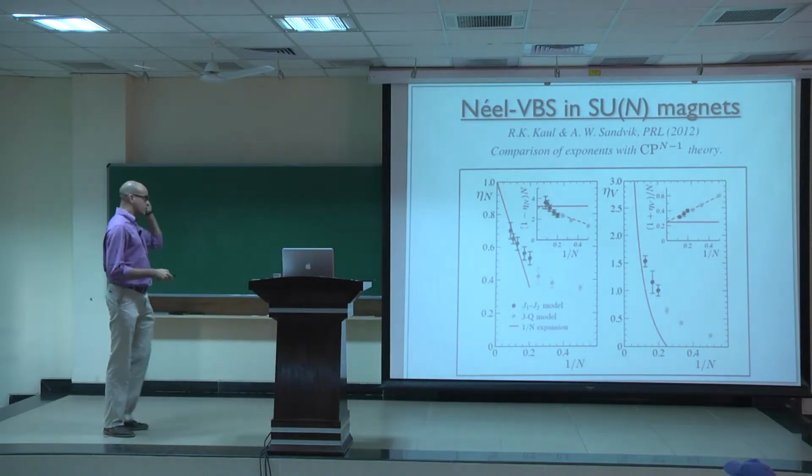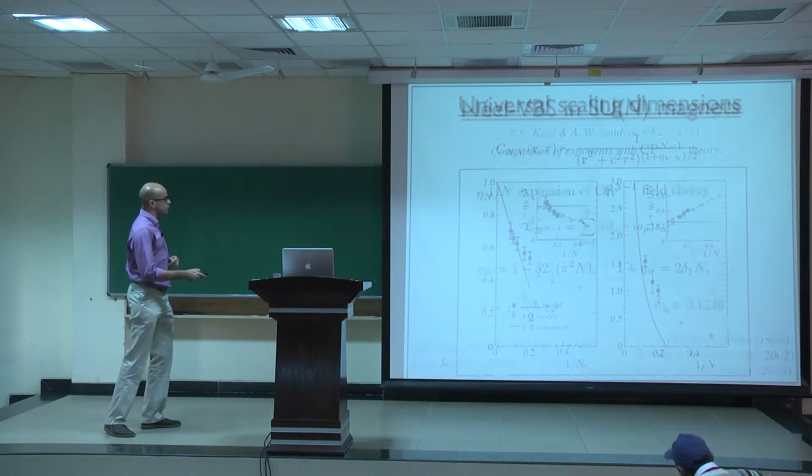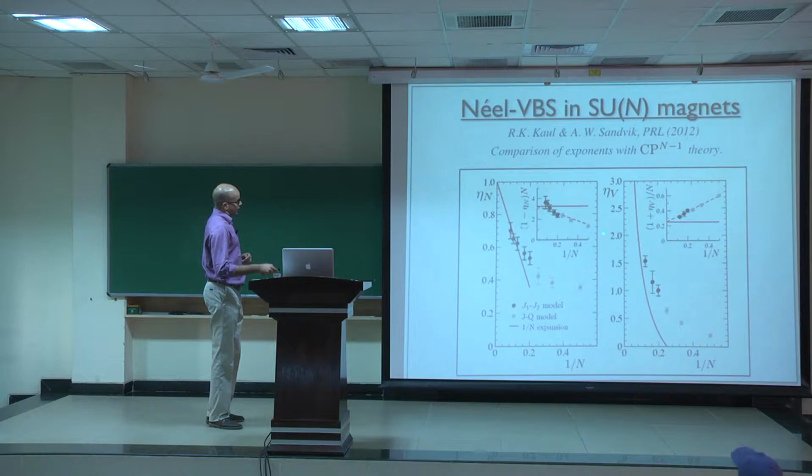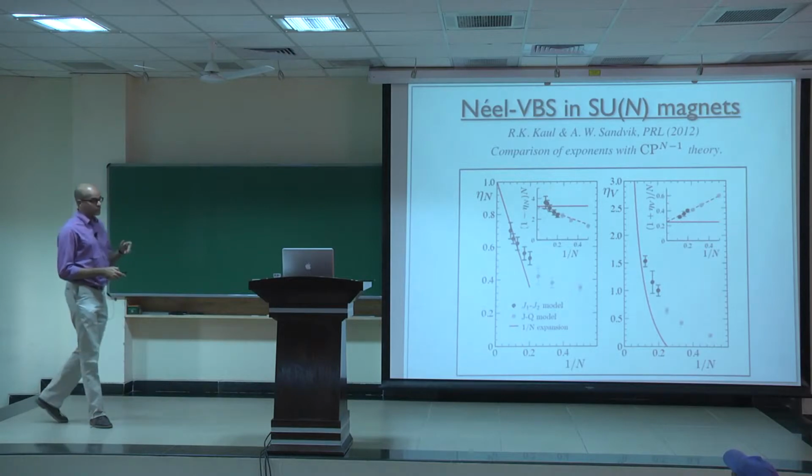Okay, so we can even do better than that. We can plot 1 minus eta n times n, and 1 plus eta v divided by n, which allows you to extract these universal numbers, 32 divided by pi squared and 0.1246. And if we extrapolate this as 1 over n, it seems to agree very well with the predictions of this large n CPN theory.